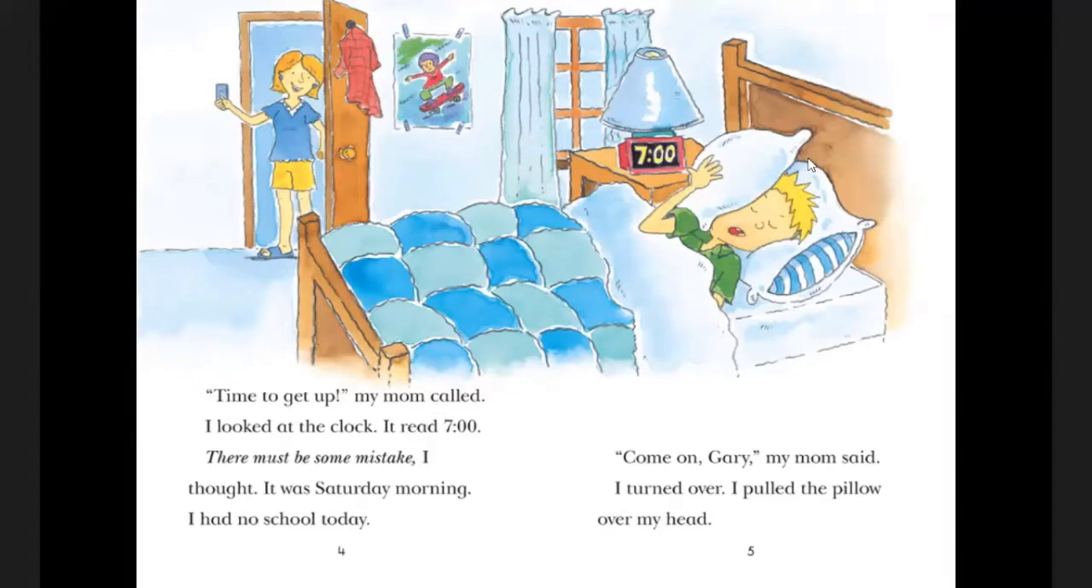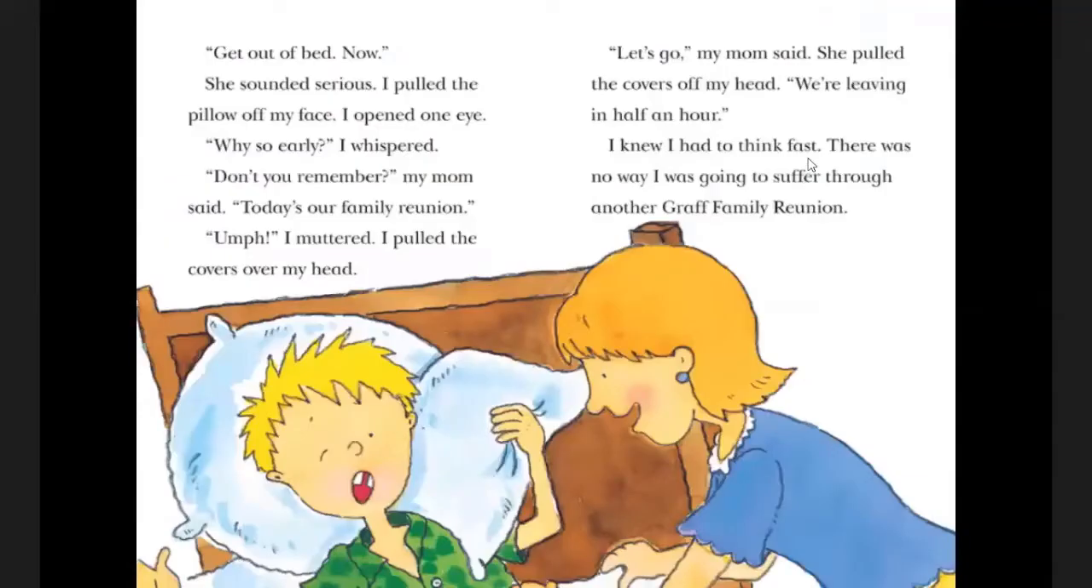Come on, Gary, my mom said. I turned over. I pulled the pillow over my head. Get out of bed now. She sounded serious. I pulled the pillow off my face. I opened one eye. Why so early? I whispered. Don't you remember? My mom said. Today's our family reunion. I muttered. I pulled the covers over my head.